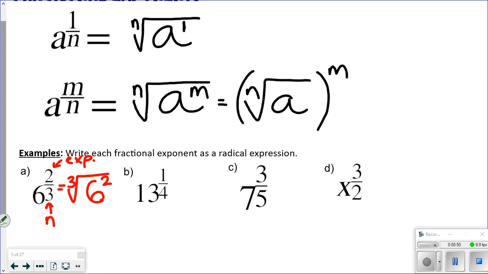Next one. Let's start with our radical symbol. Our base is the 13, so that goes underneath. That's our radicand. The numerator is our exponent, so we're going to put a 1 there. And then this 4 is our root index, our n, so we're going to put it right in there.